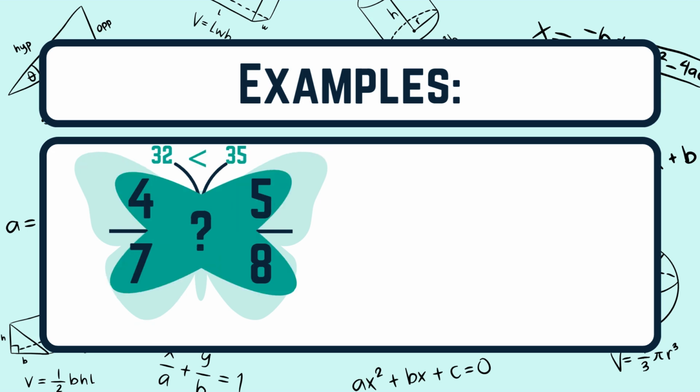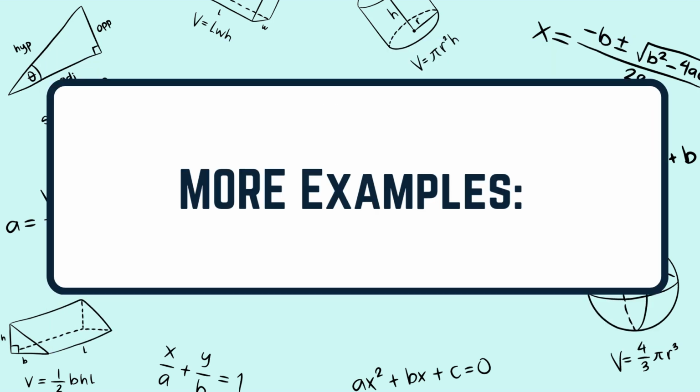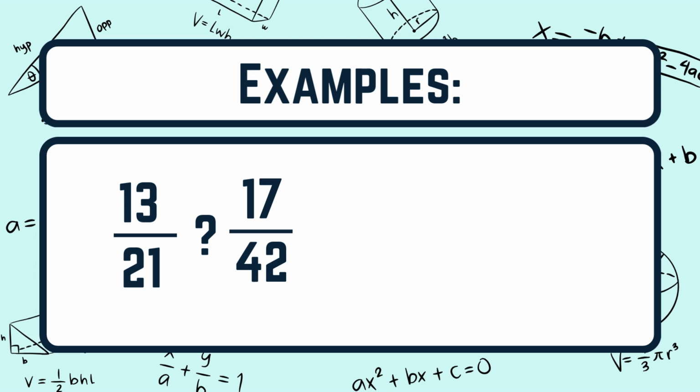Now we compare the numbers inside the antenna. 32 is less than 35. This means that 4 over 7 is less than 5 over 8. However, this method is not always helpful.